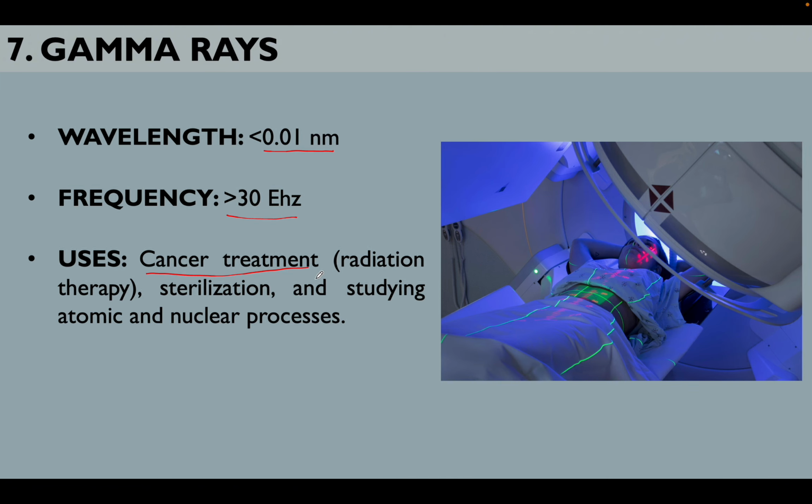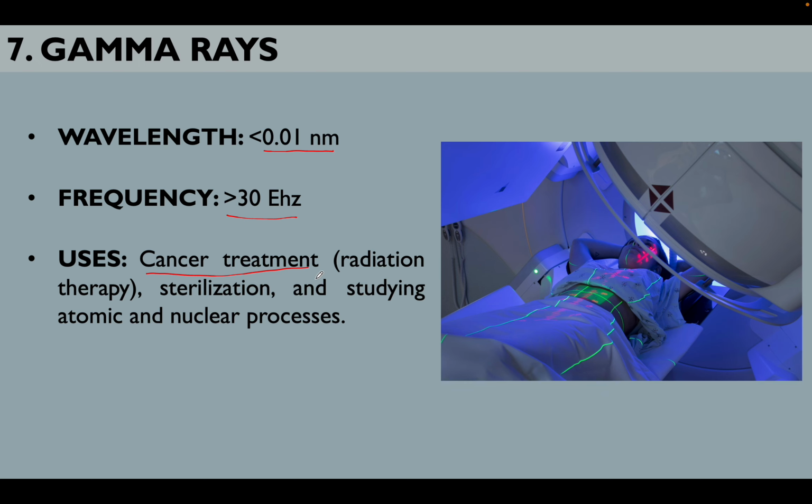So the gamma rays have the highest energy and can penetrate deeply into the materials. So they are used in medicine for cancer treatment and also in scientific research to study high energy processes. So gamma rays are also produced in nuclear reactions and can also be harmful in high doses.